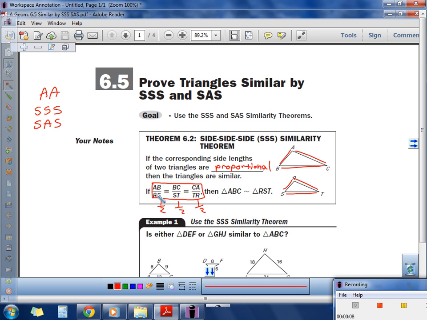But this is what you have to write to be able to prove side-side-side. Earlier we had angle-angle-angle. What do you need to prove that? You needed two sets of angles congruent to each other. So this is the proof or explanation for angle-angle-angle. You had two sets of angles. For side-side-side, you need three fractions in a statement of proportionality. We'll talk about side-angle-side here in just a little bit.